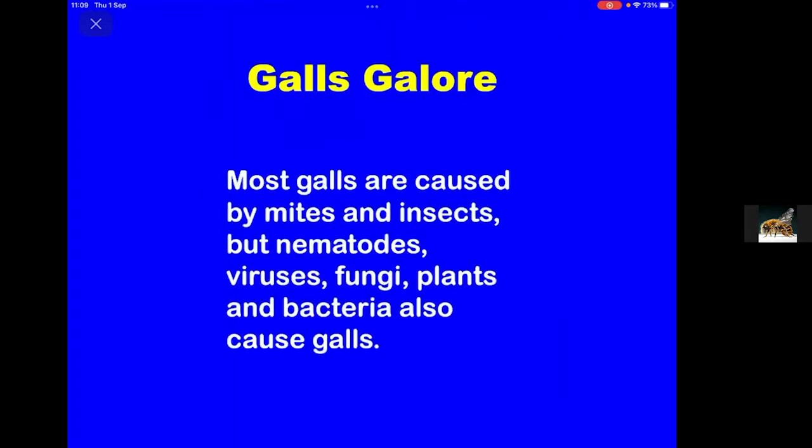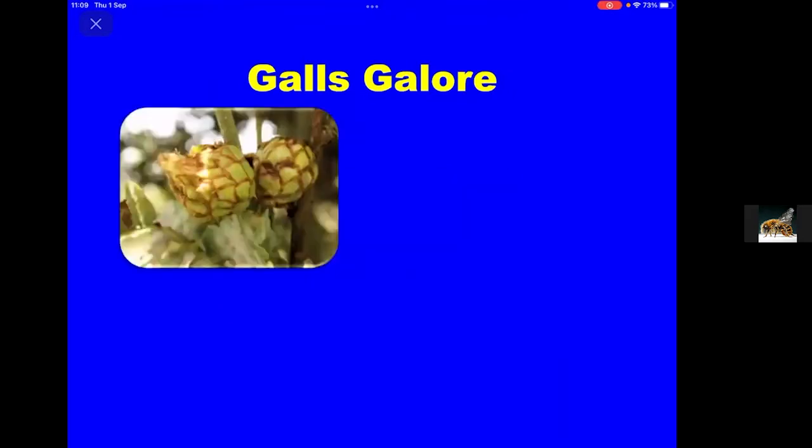So most galls are caused by mites and insects, but also by the other groups of organisms that are listed here. So you can see there's quite a variety. And some examples of galls. This is the hop gall or artichoke gall, so-called, on oak trees. Oak trees support a great variety of galls, particularly, but not exclusively, caused by cynipid wasps in the Hymenoptera.